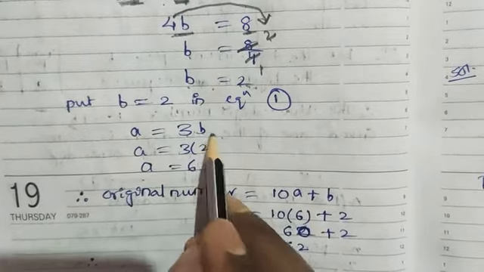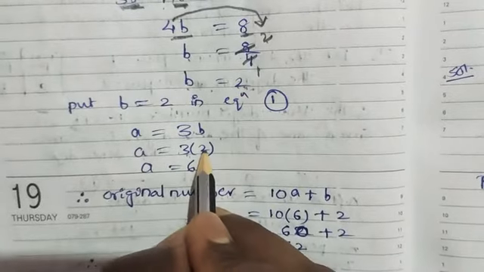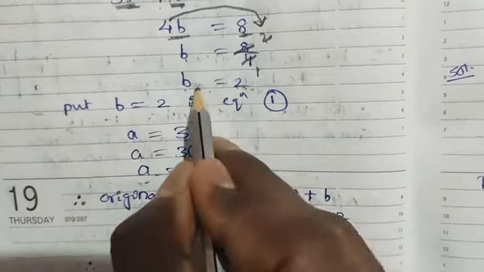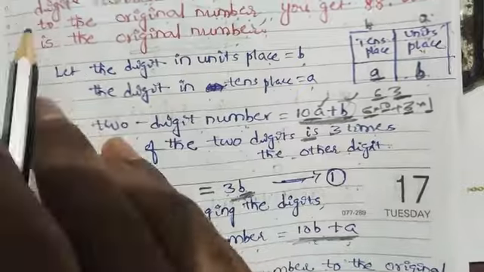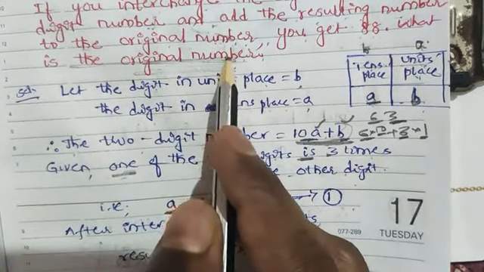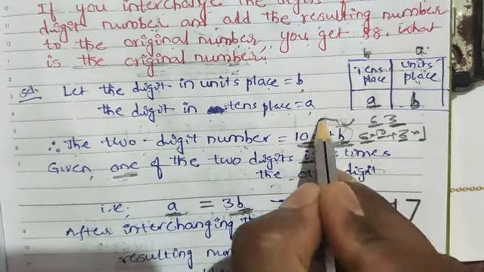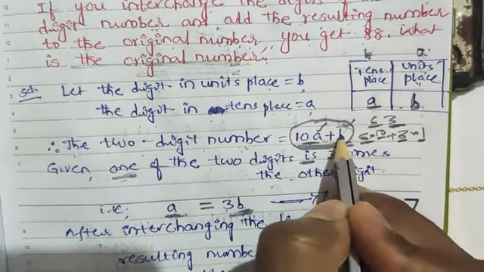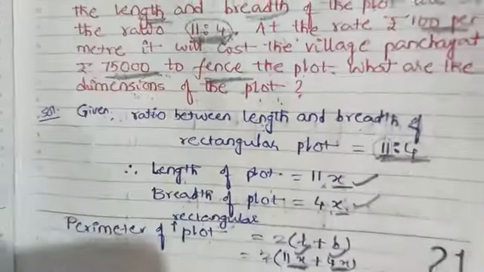A is equal to 3 into B. B value is 2. So 3 into 2 is nothing but 6. So A equal to 6. A value 6 and B value 2. In the question they are asking us to find out the original number. What is the original number? Original number means before interchanging the number. Before interchanging means the original number is 10A plus B. A value, B value, you got it.